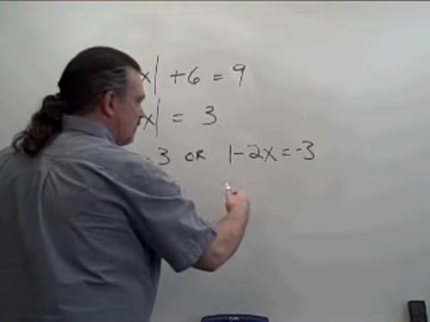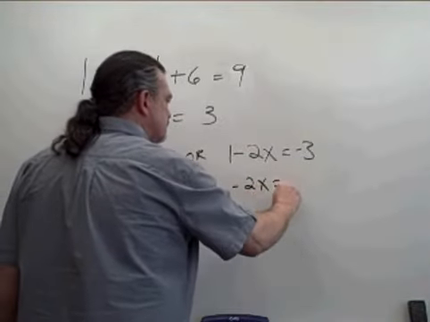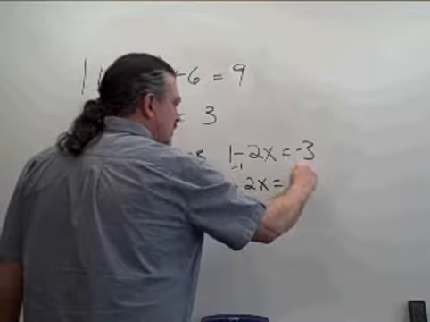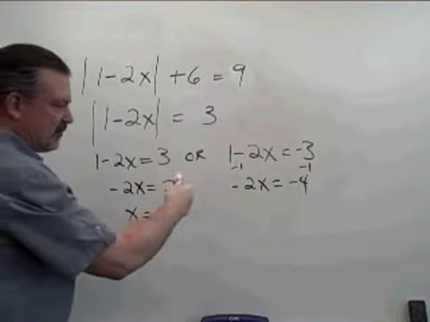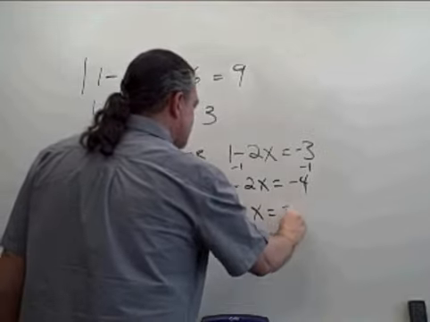Here I'll subtract 1 from both sides. Negative 3 minus 1 is negative 4. And now dividing both sides by negative 2, I get x is 2.